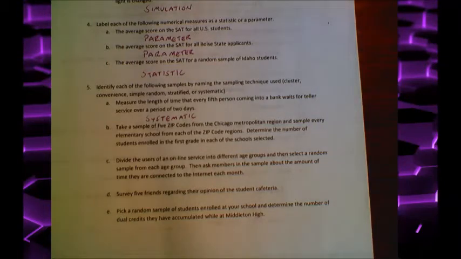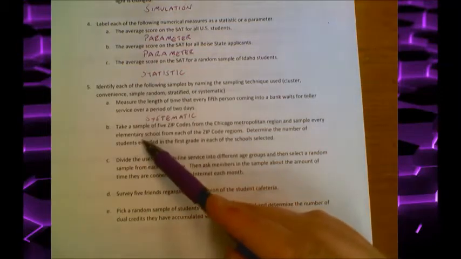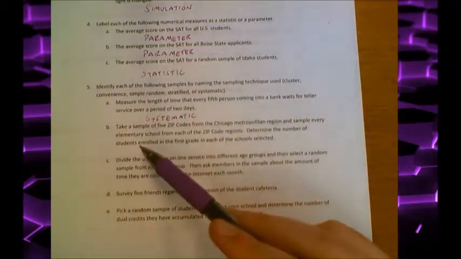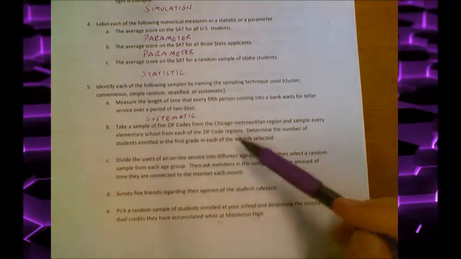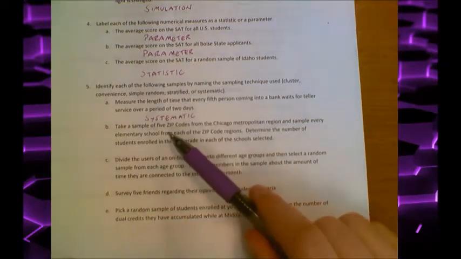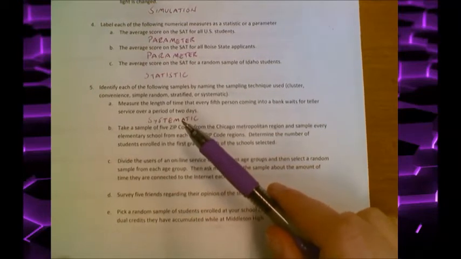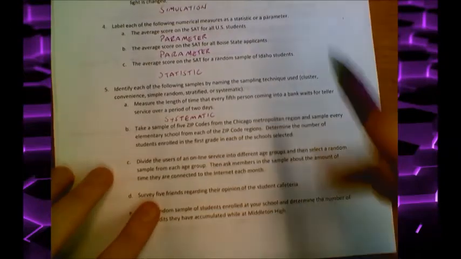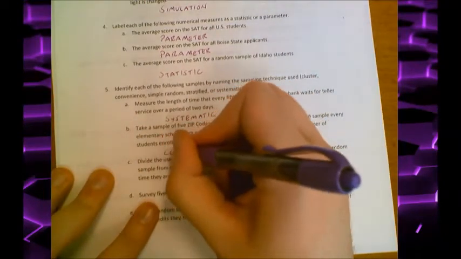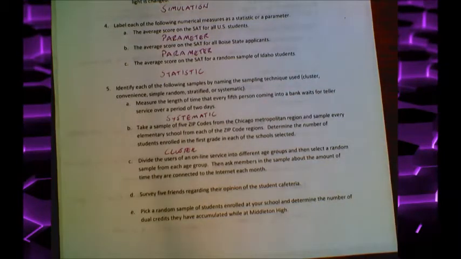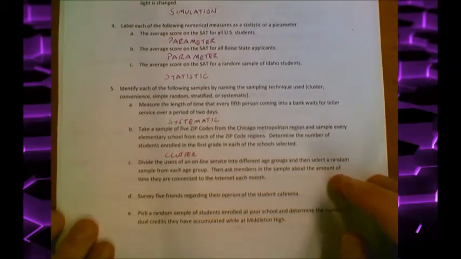B, we're going to take a sample of 5 zip codes from the Chicago metropolitan region and sample every elementary school from each of the zip code regions. We want to then determine the number of students enrolled in first grade in each group in these schools selected. So the fact that I'm breaking it up by zip codes, and then I'm just taking some of those zip codes, that's a clear sign that I'm doing a cluster sample. The whole breaking it up by regions and then randomly picking those regions is your big tell that we're looking at a cluster there.